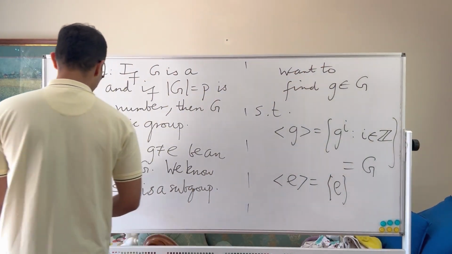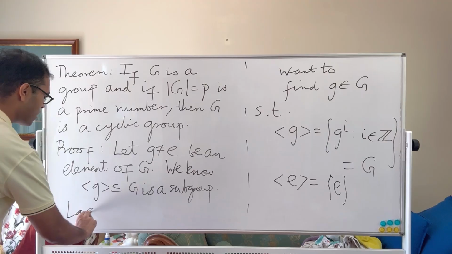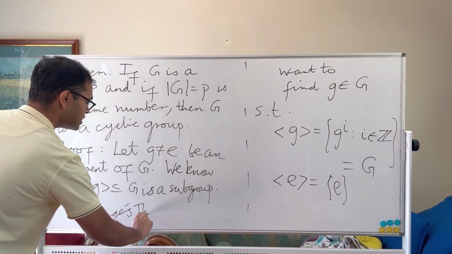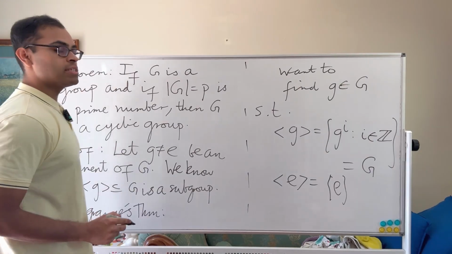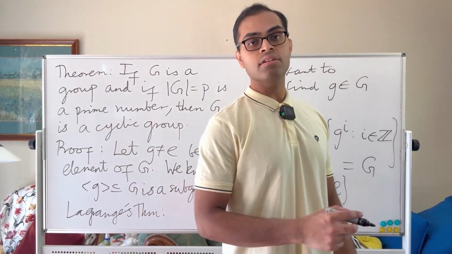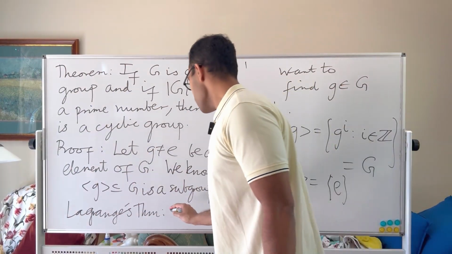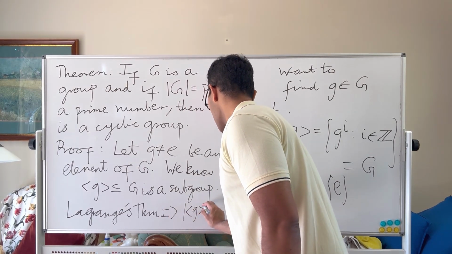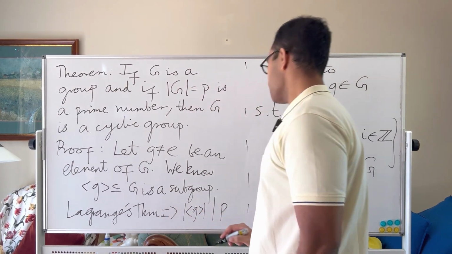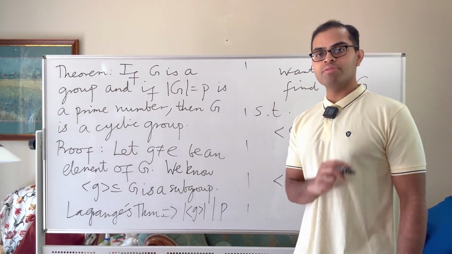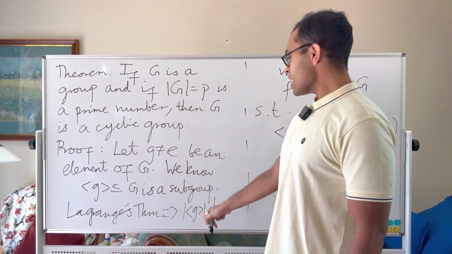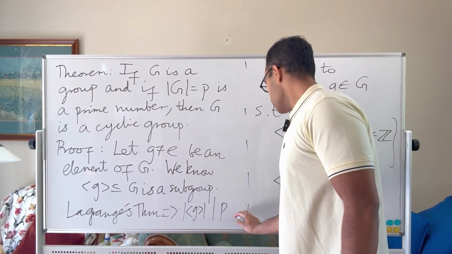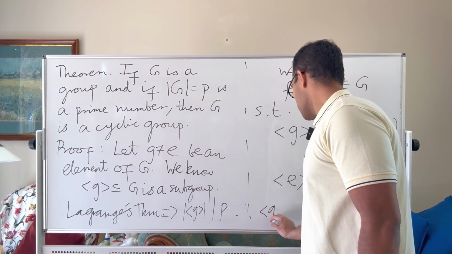Now Lagrange's theorem implies that the order of any subgroup, which is the number of elements in the subgroup, is a divisor of the order of the whole group. So the order of this subgroup is a divisor of p. But p is a prime number, that's where we use the prime condition. And because g is not the identity, this is not the trivial subgroup. So therefore, this has to be the whole group.